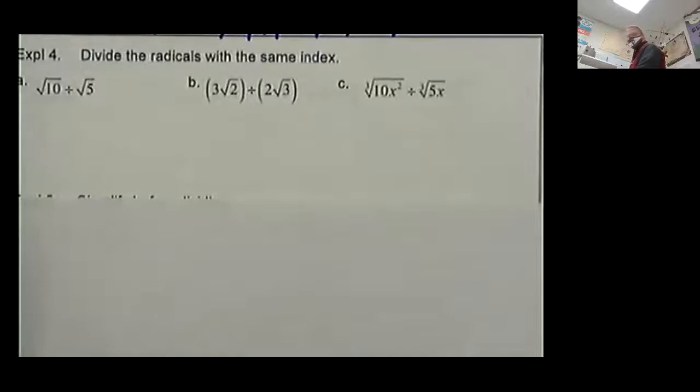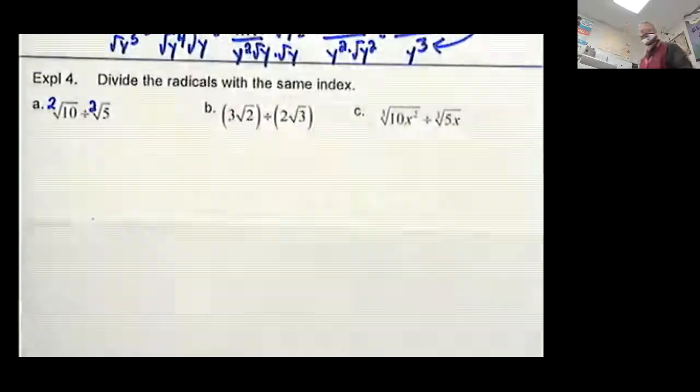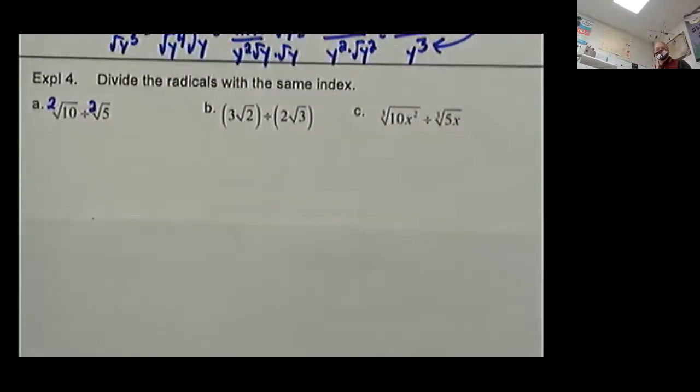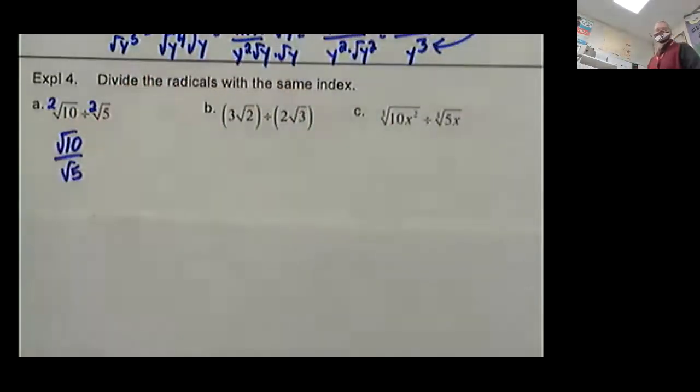Simplifying radicals. Why do we need that? Well, we need to simplify radicals because we can divide radicals. First, we're going to look at dividing radicals with the same index, the same root, right? So again, these are 2's. We just don't write the 2 because we use it so often. So one way to think about that is just make it root 10 over root 5. There's our fraction.